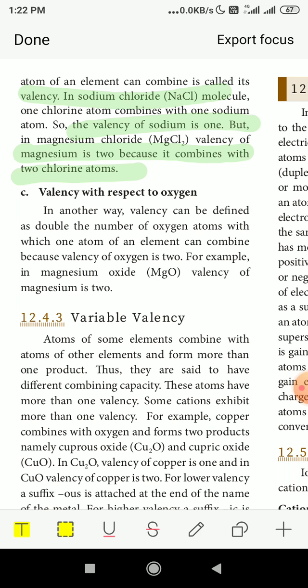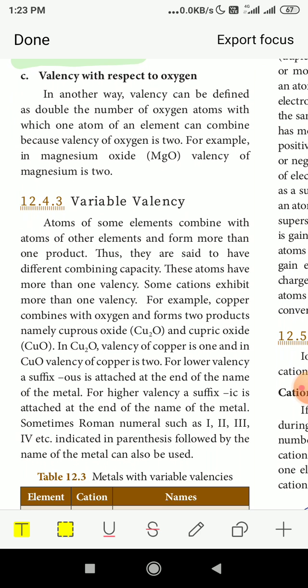Okay, so now comes the variable valency. Variable means different. Atoms of some elements combine with atoms of other elements and form more than one product. Some atoms will combine with other atoms and more products will be formed. They are said to have different combining capacity. The combining capacity also will be different. These atoms have more than one valency, so their atoms will have different valencies also.